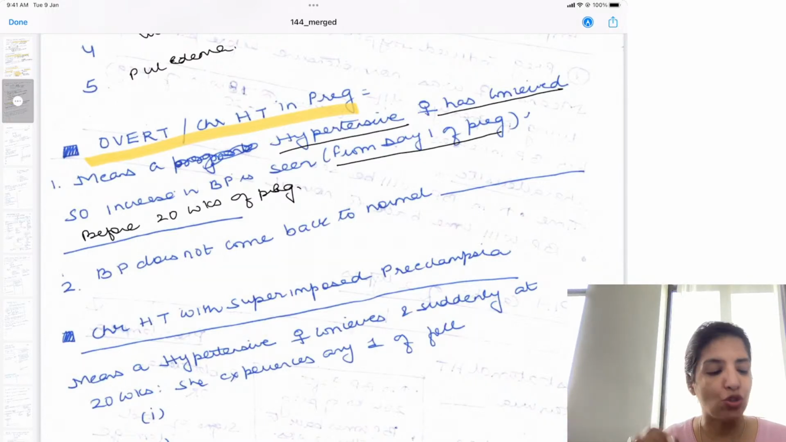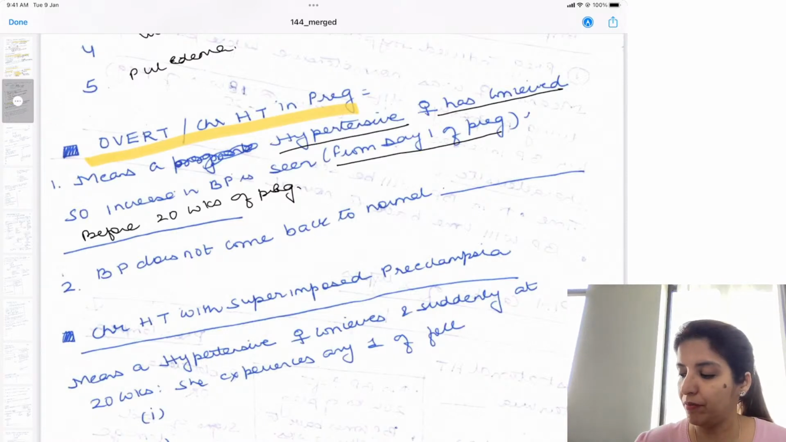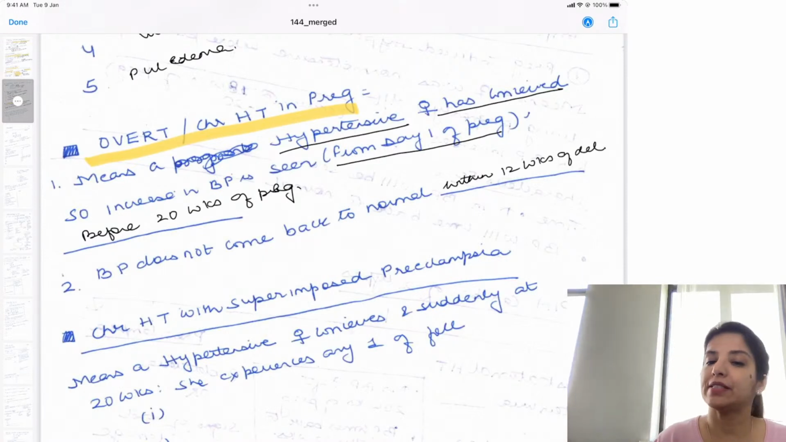सो बीपी डज नॉट कम बैक टू नॉर्मल within 12 weeks of delivery. BP doesn't come back to normal within 12 weeks of delivery. So if there is a hypertensive female who has conceived, then we say there is chronic hypertension in pregnancy.